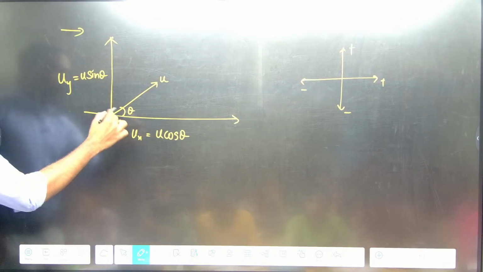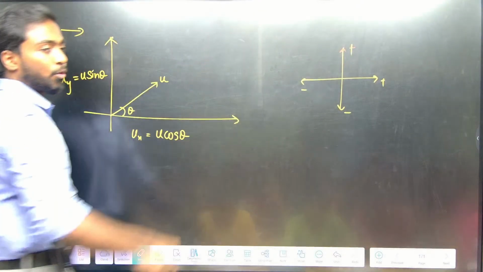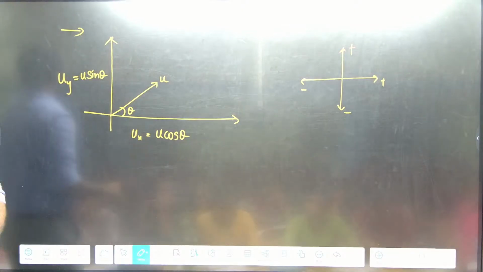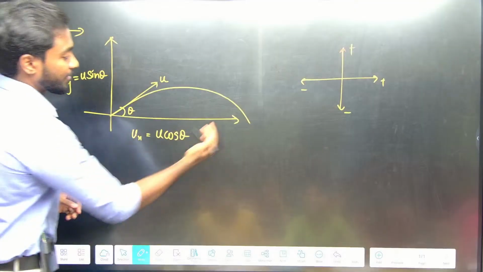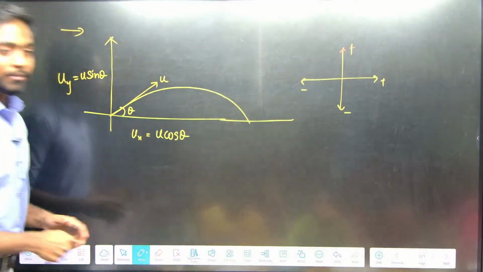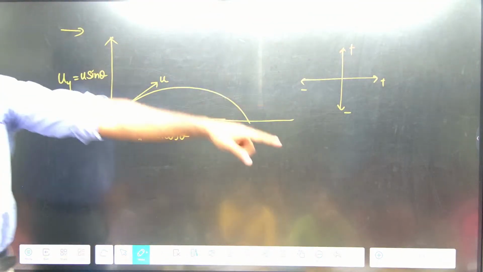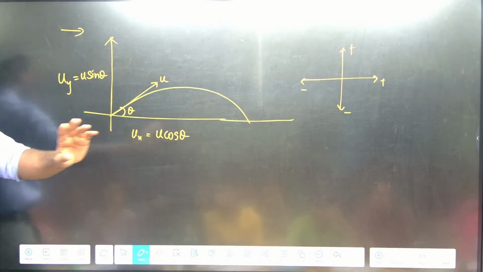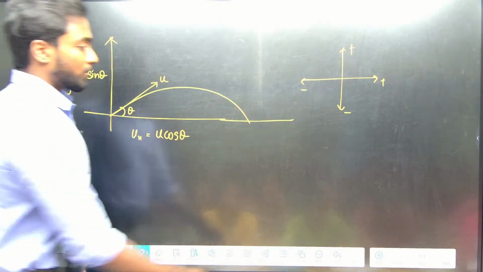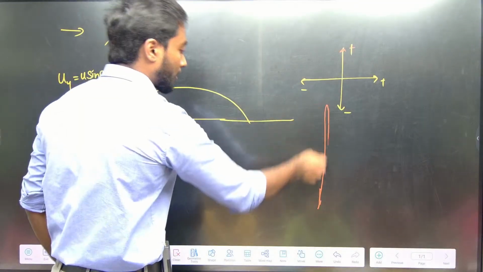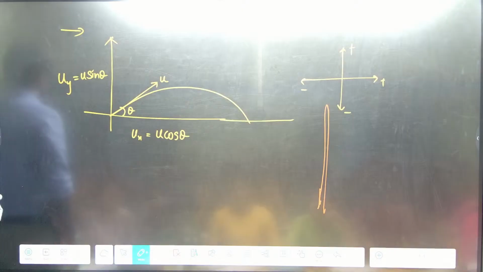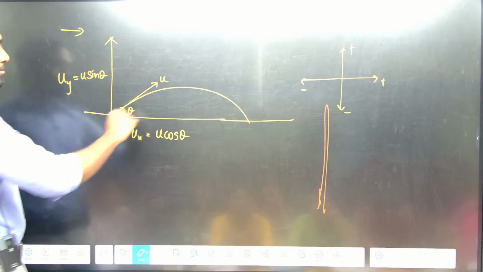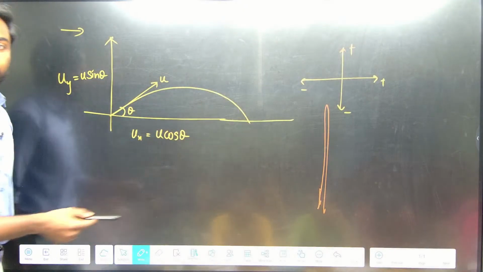If I throw an object, will it go out of the earth? No, I am not that strong. It will go like this. If I throw something, it will go in a parabolic path. If I throw straight up, it will go up and come down in a straight line. But if I throw in this direction, it will go in a parabolic path.